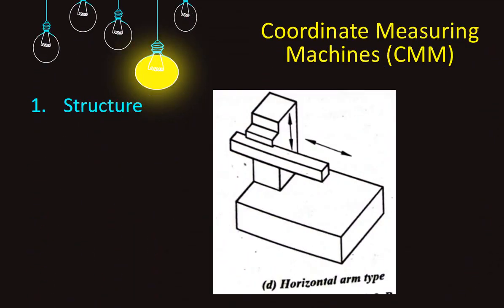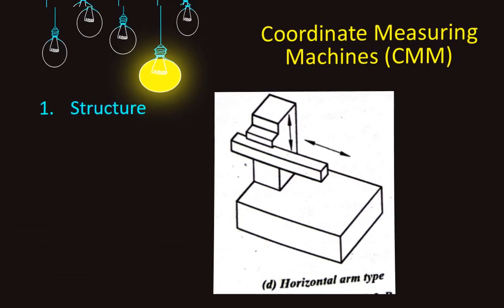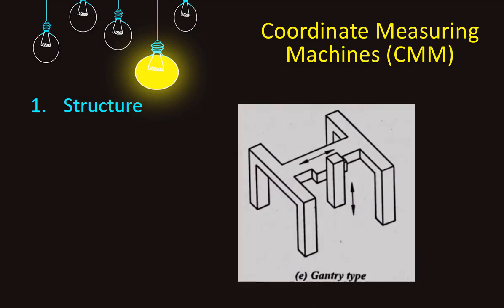The fourth one is the horizontal arm type. This structure is suited for large and heavy jobs, and in this type of CMM the probe is carried by the horizontal axis. And the last one is the gantry type. This is a kind of structure which is used for very large workpieces. In this type of structure, the operator can walk along with the probe. The support of the workpiece is independent of the X and Y axes.